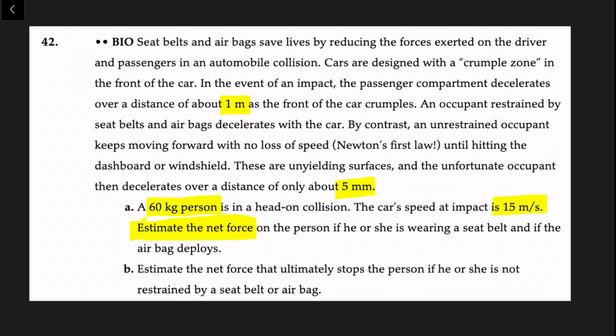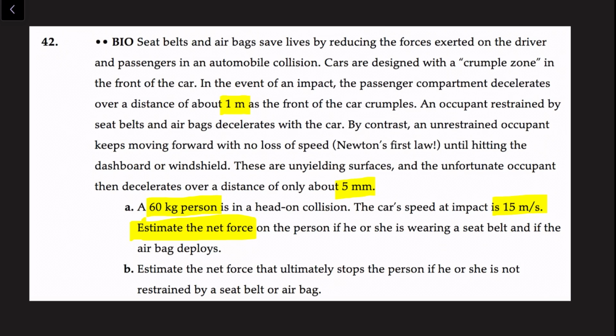So there are two parts to this question. There's part A and part B. So we're going to go through part A first. I'm going to go ahead and read that out. A 60-kilogram person is in a head-on collision. The car speed at impact is 50 meters a second. Estimate the net force on the person if he or she is wearing a seatbelt and if the airbag deploys.